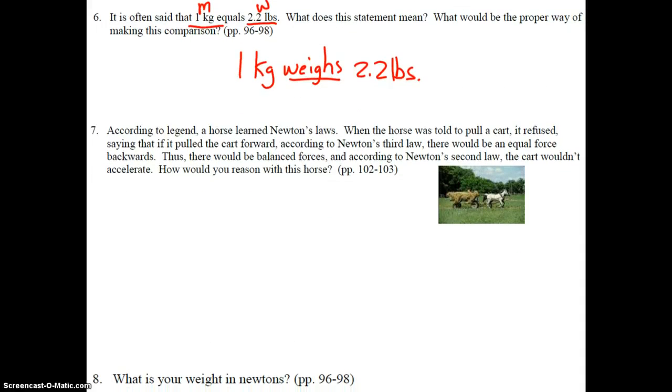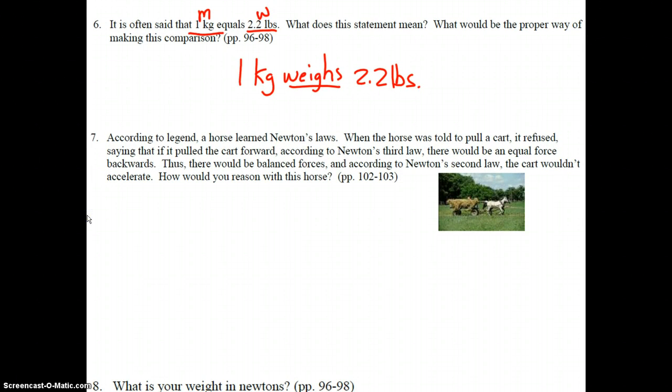Number 7. According to legend, a horse learned Newton's laws. When the horse was told to pull a cart, it refused, saying that if it pulled the cart forward, according to Newton's third law, there would be an equal force backwards. Thus, there would be balanced forces, and according to Newton's second law, the cart wouldn't accelerate. How would you reason with this horse?